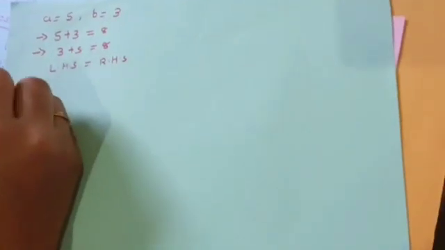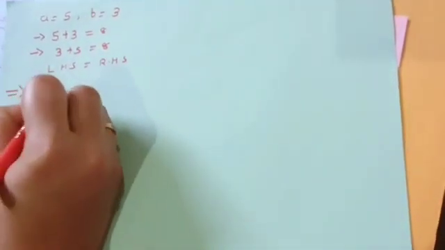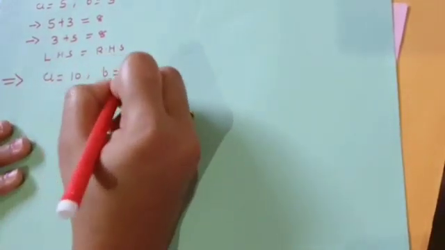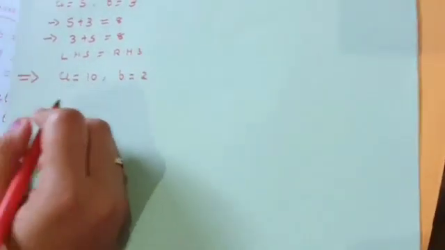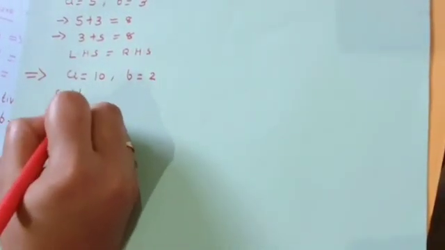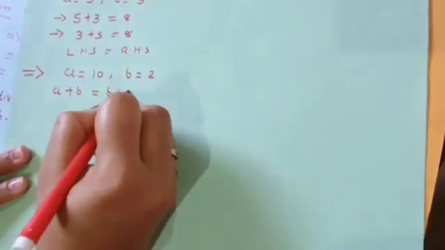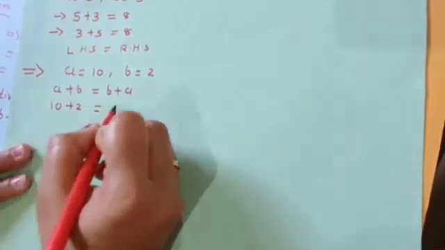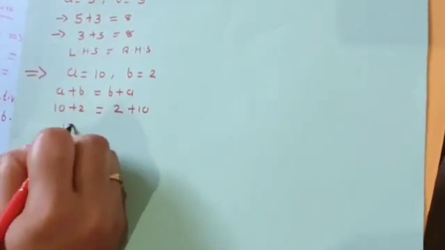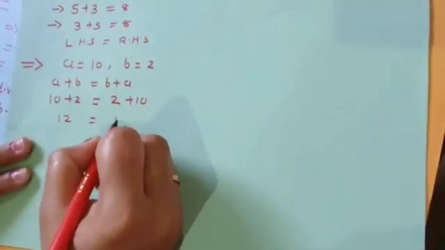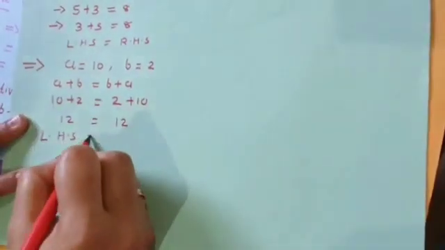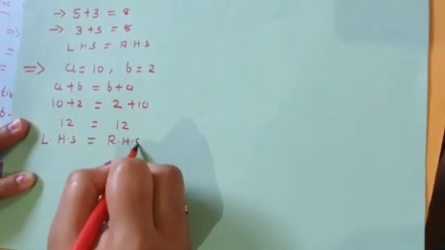Let us go for another example. If the value of A is 10 and the value of B is 2, then according to the term, we will write A plus B is equal to B plus A. So the term will be 10 plus 2 is equal to 2 plus 10. Now 10 plus 2 is 12 and 2 plus 10 is also 12. So the left hand side is equal to the right hand side.